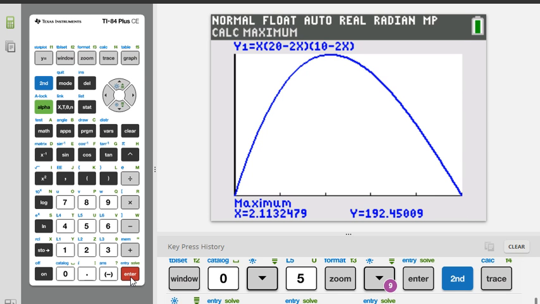There is no algebraic way to solve this one yet. There's a calculus way to solve this later on, but there's no algebraic way to solve this right now.